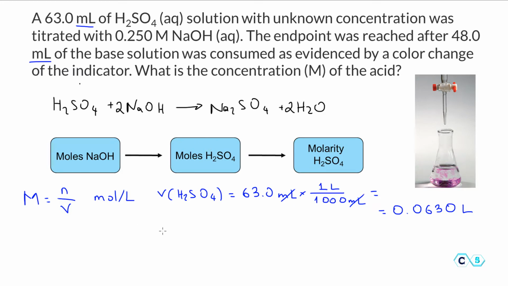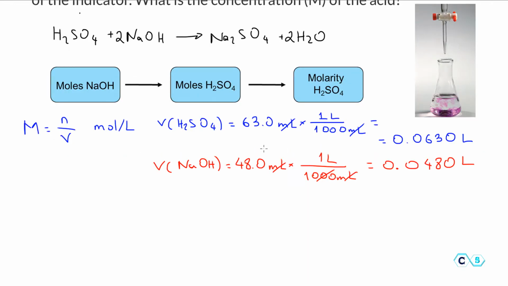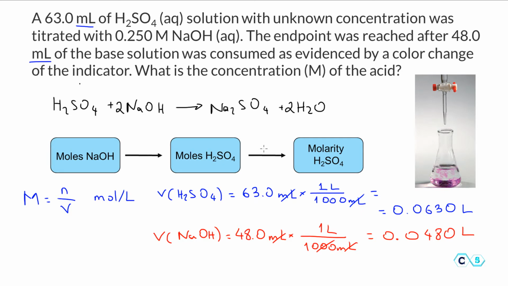Second, we'll determine the volume of the sodium hydroxide. Sodium hydroxide is equal to 48 milliliters, and we can do the same conversion, 1000 milliliters and 1 liter. So this is equal to 0.0480 liters. Now we have the volumes, and what we want to do first is find the moles of the sodium hydroxide, because it is the reagent that we have both the concentration and the volume.